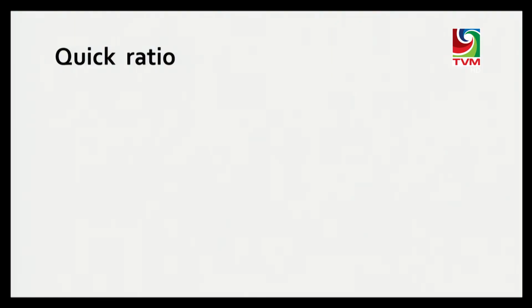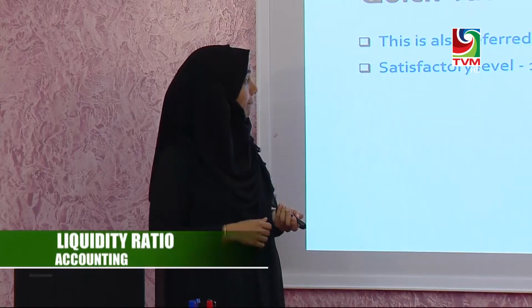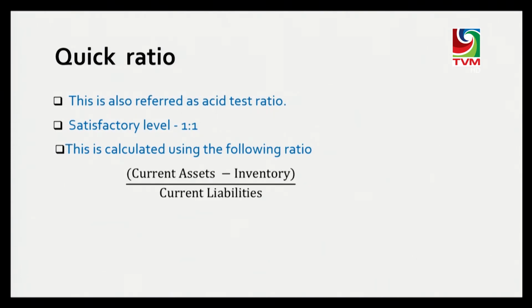Quick ratio. This ratio is also known as the acid test ratio. The satisfactory or recommended level of this ratio is 1:1, which means that for every $1 of current liability, the business has $1 of liquid assets to pay its immediate debts. The formula to calculate quick ratio is current assets minus inventory divided by current liabilities.